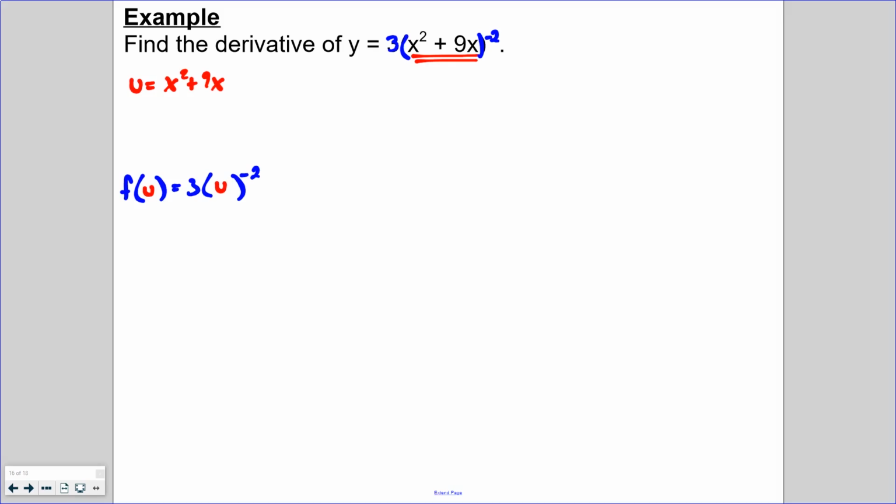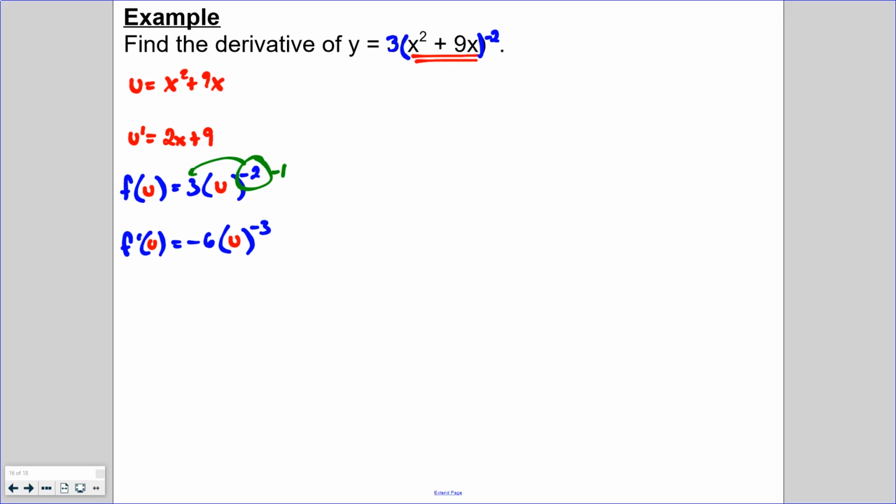And based on our previous example, we know that we will eventually have to take the derivative of each of these functions. So we will need u prime, and we will need f prime of u. All right, u prime, that's nice and simple. The derivative of x squared is 2x, plus the derivative of 9x is 9. Now to take the derivative of f of u, we're going to have to use the power rule here. Power rule says we take the exponent, multiply it by the coefficient, and subtract 1. So let's see, negative 2 times 3 is going to be negative 6 times u, and then negative 2 minus 1 is negative 3. So f prime of u is going to be negative 6 times u to the negative third power.